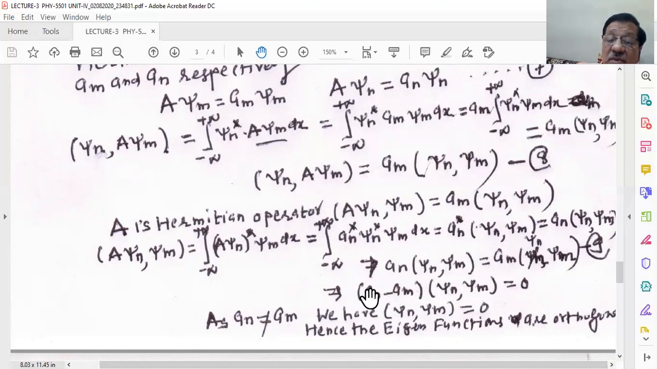Now you know that a_n and a_m are totally different, because you have two eigenfunctions corresponding to two different eigenvalues. So a_n is not equal to a_m, so a_n minus a_m cannot be 0. So definitely, to justify this equation, the scalar product of psi n with psi m should be equal to 0. So if the scalar product of two eigenfunctions is 0, then these two eigenfunctions are always orthogonal to each other.